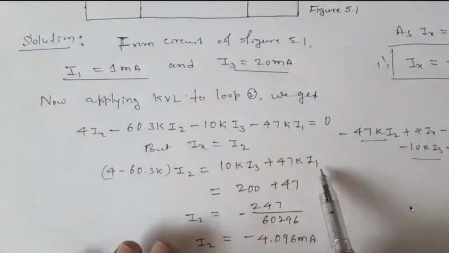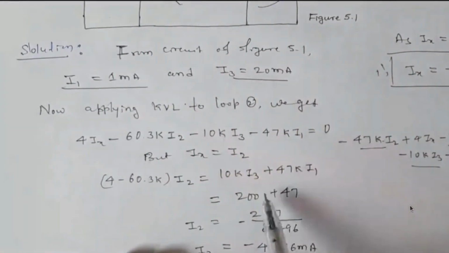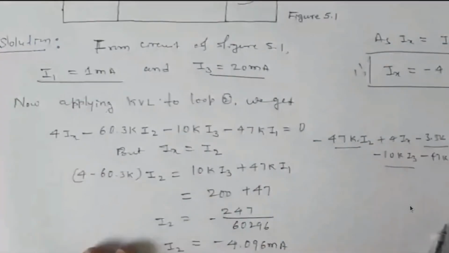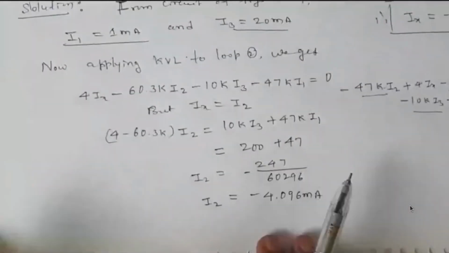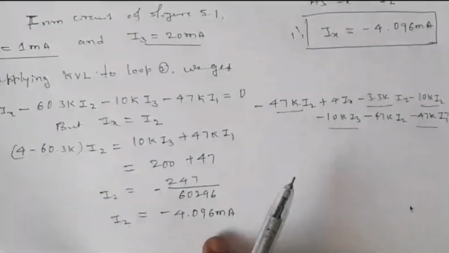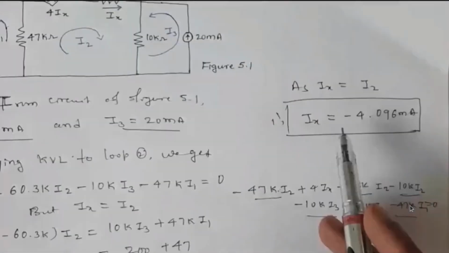Because I already know I3 and I1, I substituted them in this equation and we got I2 is equal to minus 4.096, and that's nothing but Ix. So the last one I will solve, later we can stop.